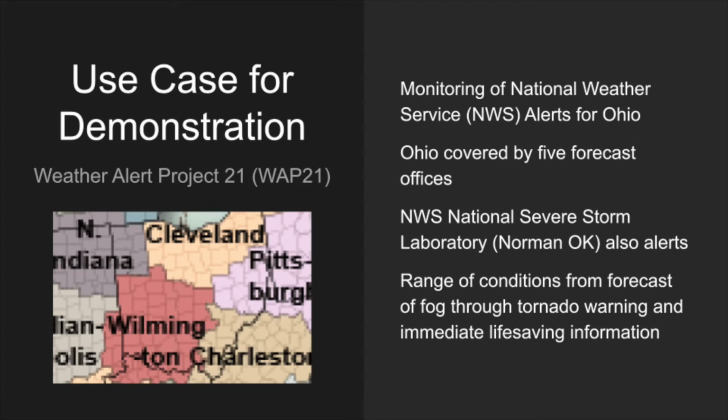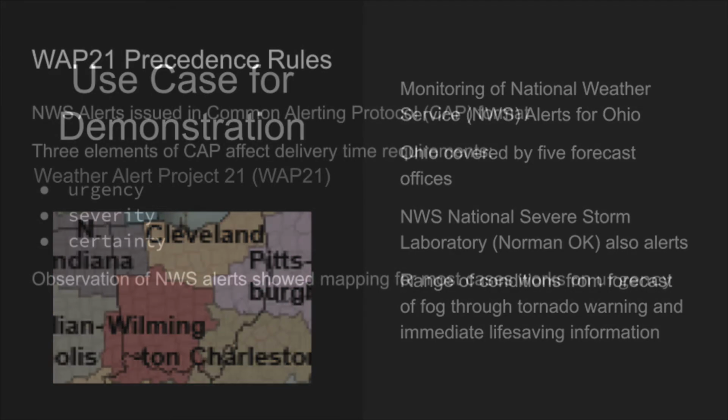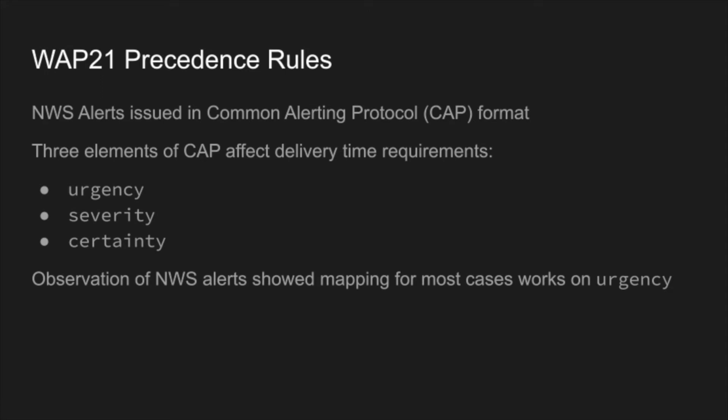We monitor the National Weather Service NWS alerts for Ohio. In the time we've been running the project, we've seen NWS issue alerts for Ohio from 5 different forecast offices and the National Severe Storms Laboratory in Norman, Oklahoma. NWS alerts are issued as Common Alerting Protocol, that is CAP, messages, which have 3 elements that are of interest to us when establishing the order of messages: urgency, severity, and certainty. These elements and their possible values are defined by the CAP standard.